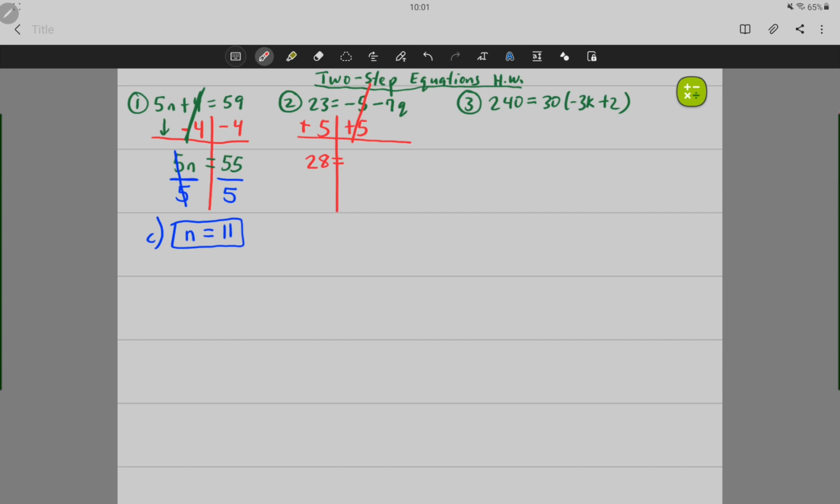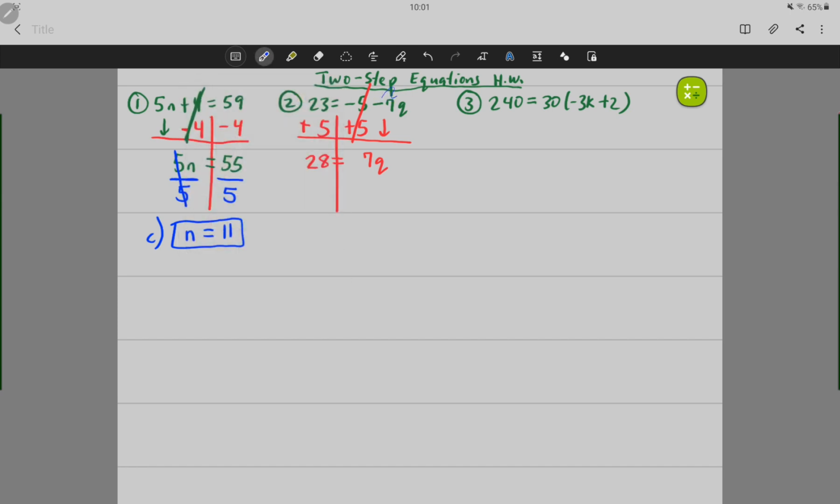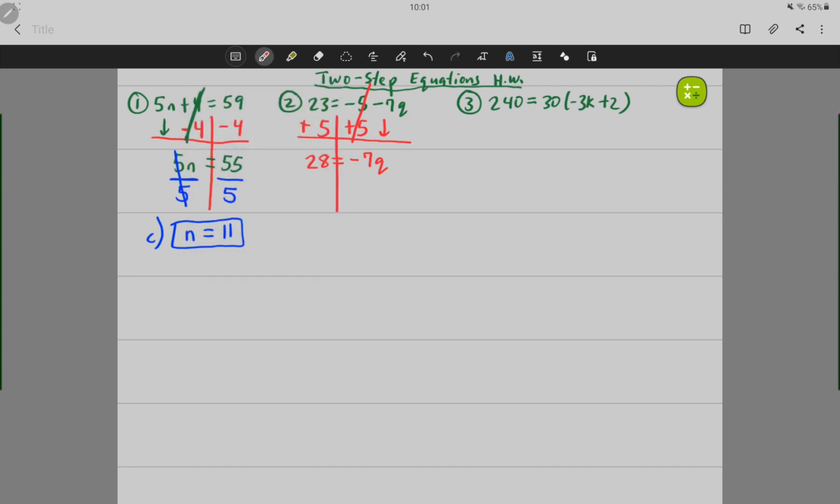And we haven't used the negative 7q yet. Bring that down. Again, make sure you don't make this mistake and just say 7q. Because, again, I'm just going to do it here in a different color so you see. It says minus 7q. So we treat that as a negative 7q. So make sure you bring down the negative sign. If you don't, your answer is going to be off by a little bit. So now it says 28 equals negative 7q.